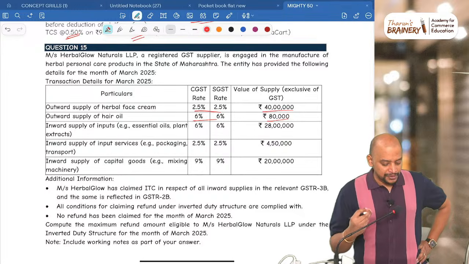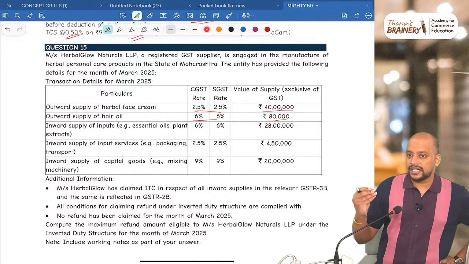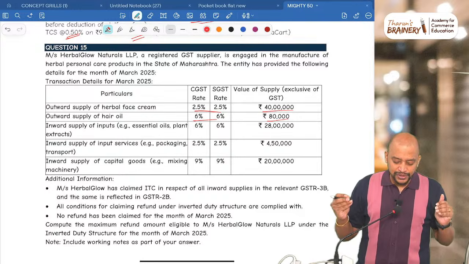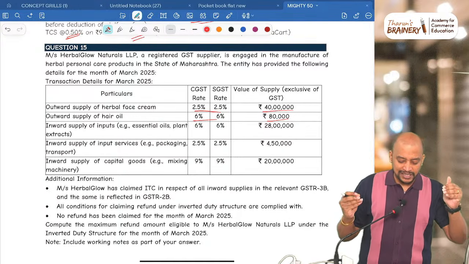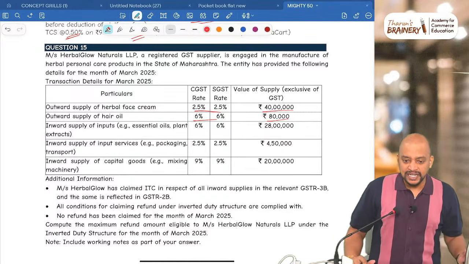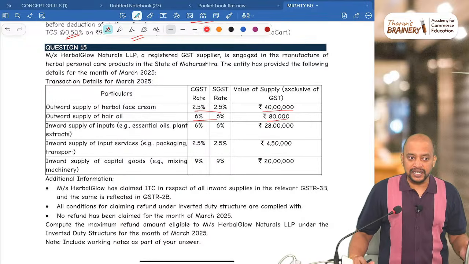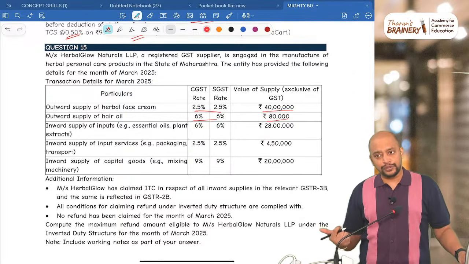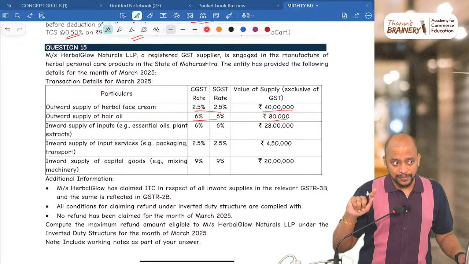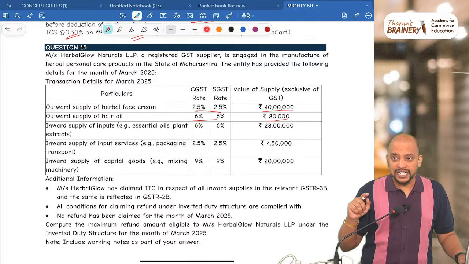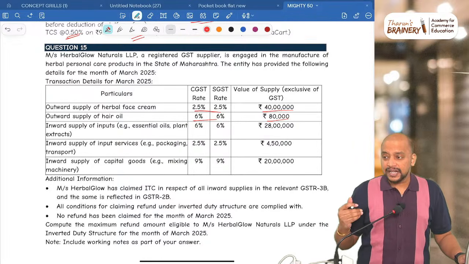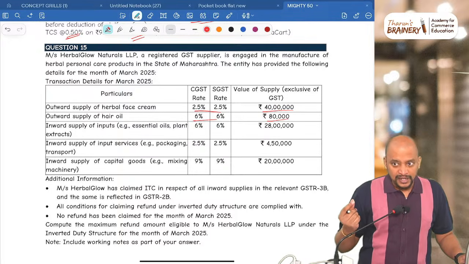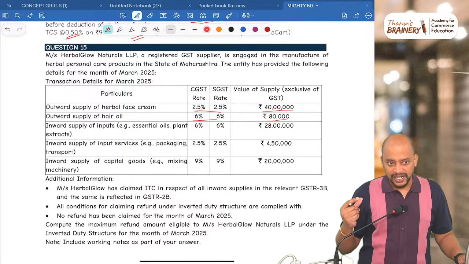Now if you observe, for herbal face cream, the rate of GST is 5%. But the inputs rate, you see, inputs rate 6%, 5% and 9%. Definitely it is inverted or non-inverted? It is inverted. How it is inverted? The rate of GST on output is less than the rate of GST on input. So therefore it will be coming under inverted rate structure. In case of inverted rate structure, so what will happen? They need not pay GST. That means they will get the refund. They will get the refund of ITC.